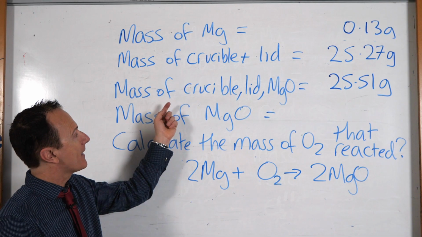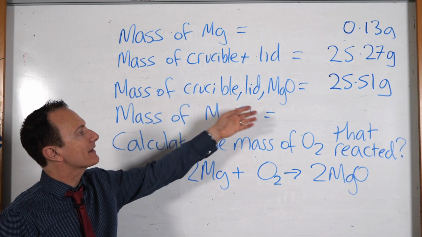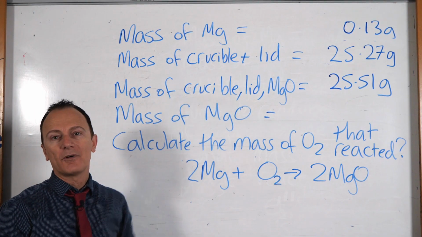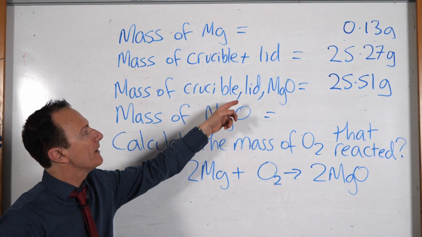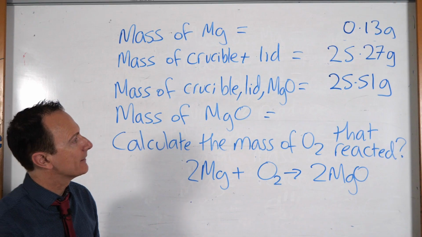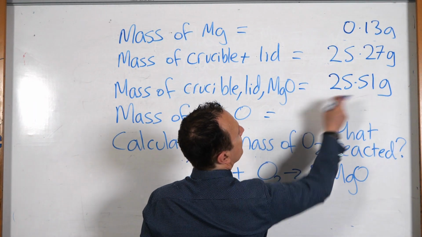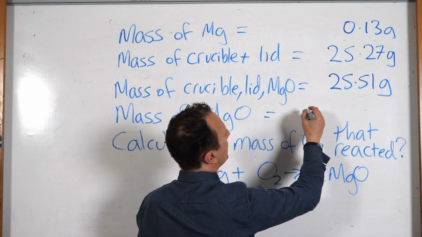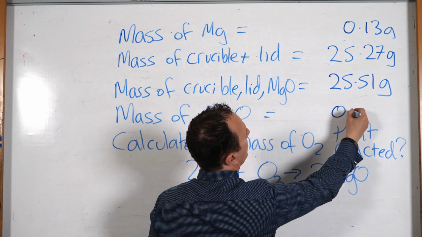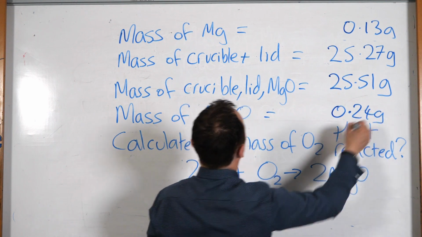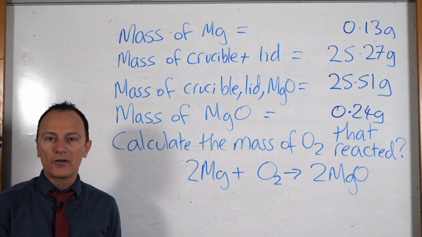Well, all we need to do for that is, we've got the mass there of the magnesium oxide along with the crucible and lid. So all we need to do is subtract the crucible and lid. And we get 25.51 take away 25.27 is 0.24 grams. So that's the mass of magnesium oxide.